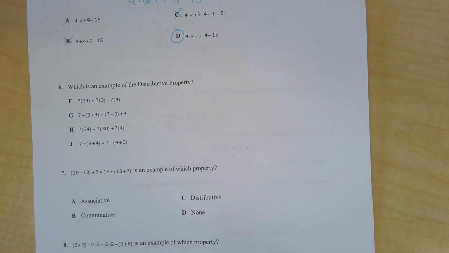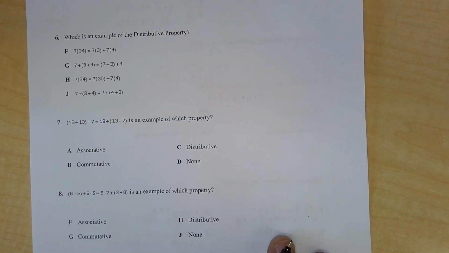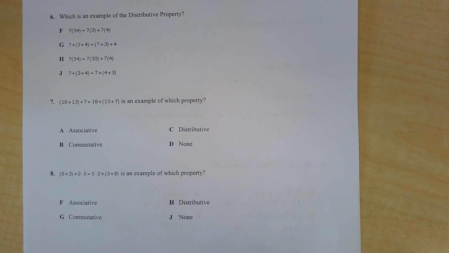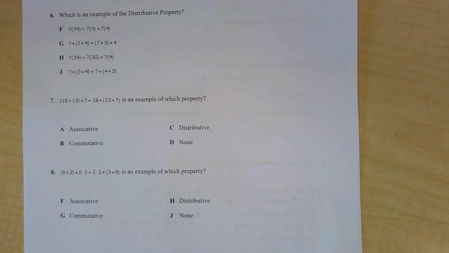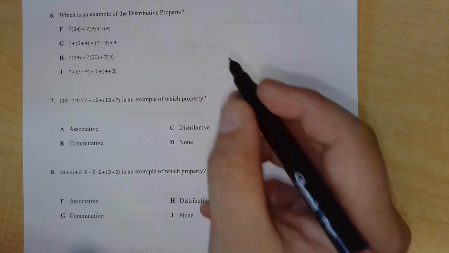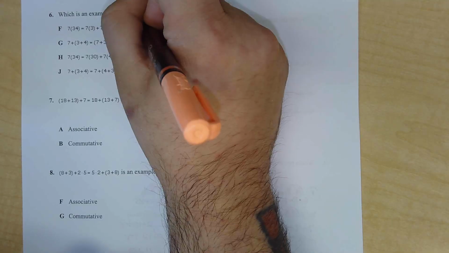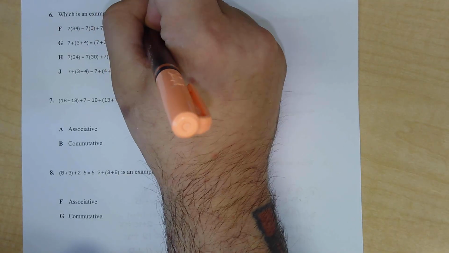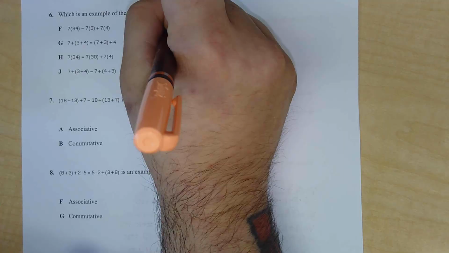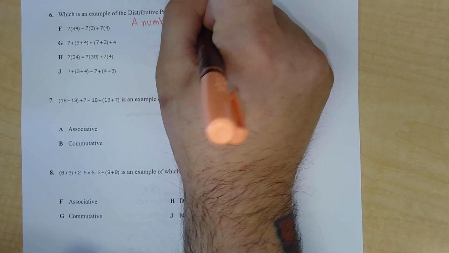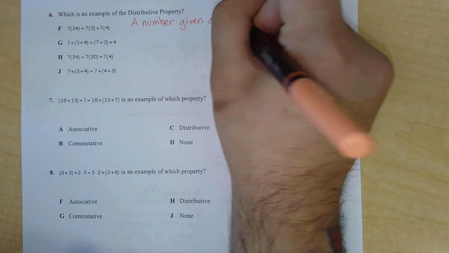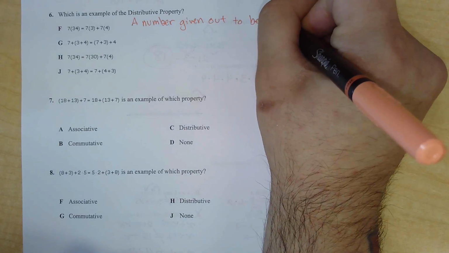Now for distributive property, for the next one, which is an example of distributive property, first and foremost, I need to know what distributive property means. And what I'm going to write for number 6, I'm also going to write for 7 and 8, and then I'll add more definitions. So distributive property means a number given out to be multiplied.